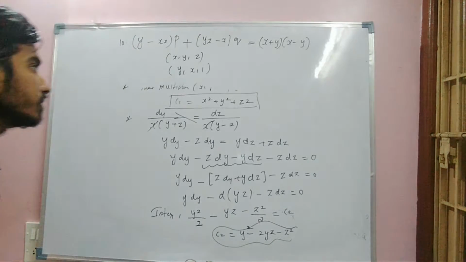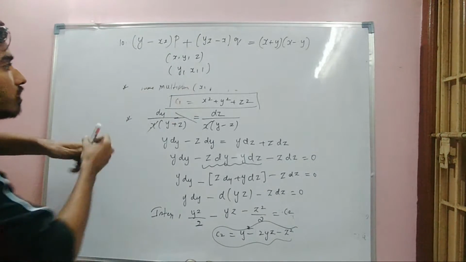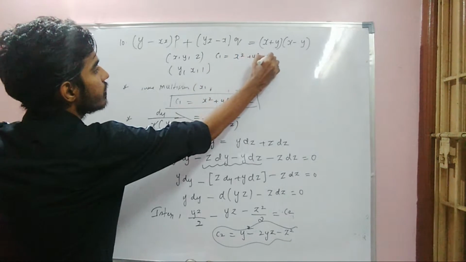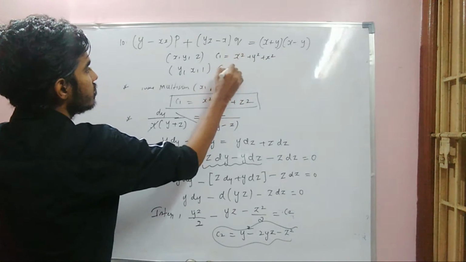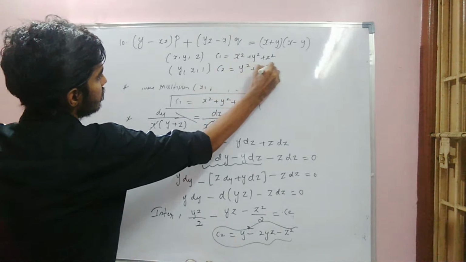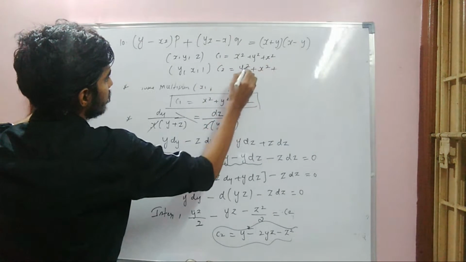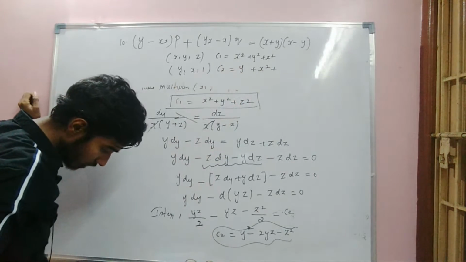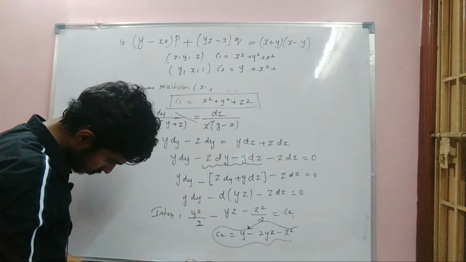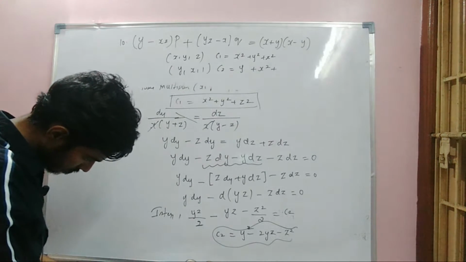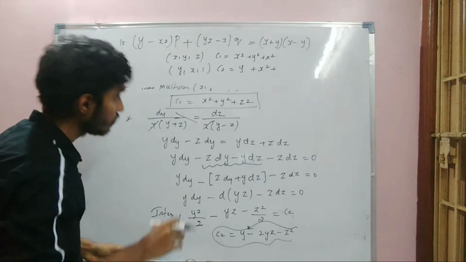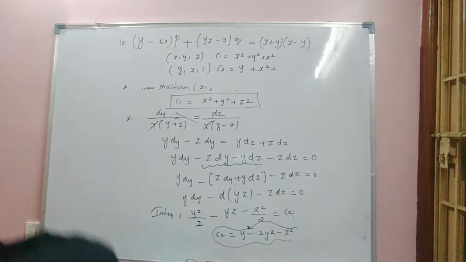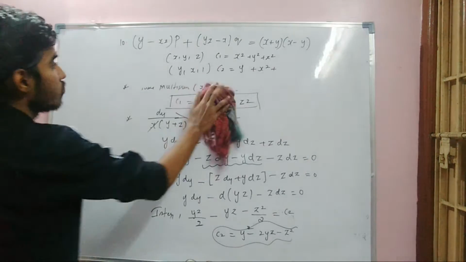You can do this in any way. So I have chosen y comma x comma 1, right? So therefore our C1 will be x square plus y square plus z square, and our C2 will be, sorry, integral y dy, right? So if I choose this multiplier, C1 will be x square plus y square plus z square.